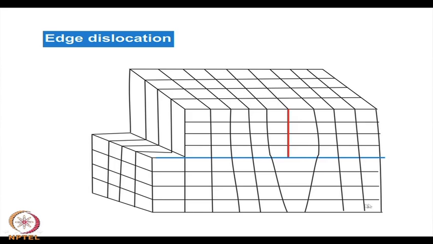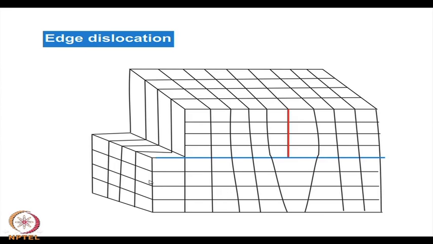Now, let us see, this is a volume of a crystal, and these grid lines are actually the planes of the atoms. On the intersections of the grid lines, let us say there is an atom. So, we have a large number of horizontal planes, and also a large number of vertical planes on which the atoms are residing.